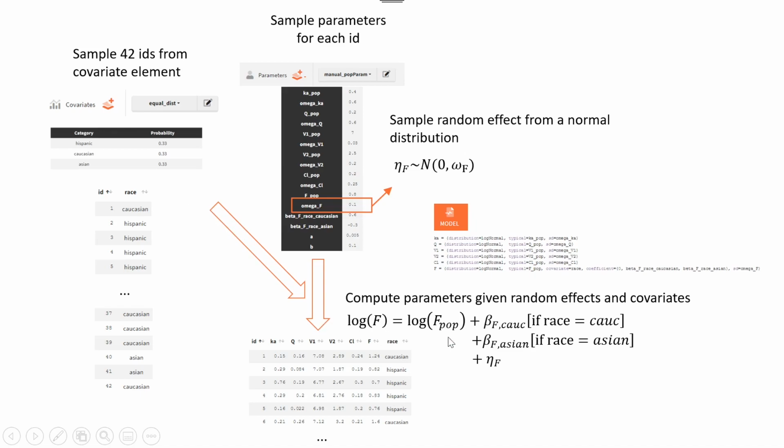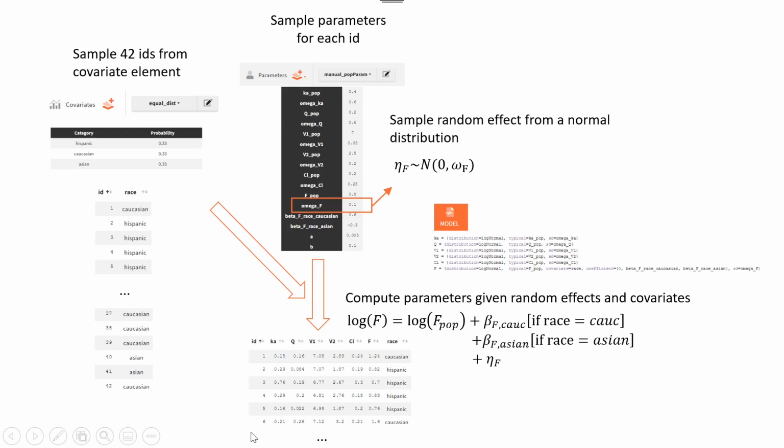See here, for example, how we compute the bioavailability parameter. We sample random effects from a normal distribution with deviation omega f given in the table of population parameters. F follows a log normal distribution, so we compute f with the following formula. Fpop is given by the table of population parameters, and depending on the race of the individual, we add beta Caucasian, beta Asian, and 0 for a Hispanic, which is the reference category. Finally, we add the random effect that we just picked.